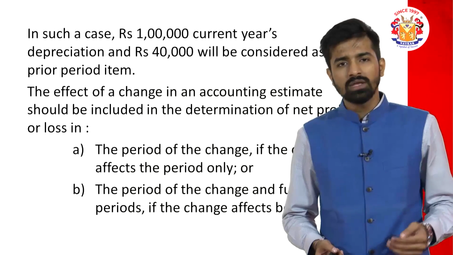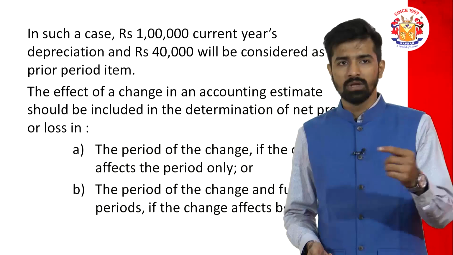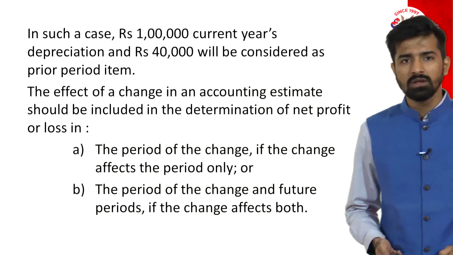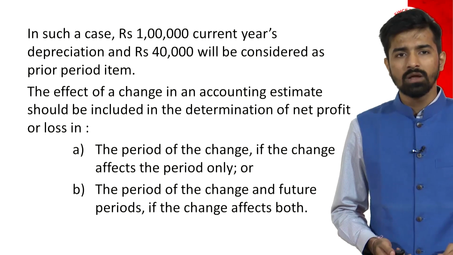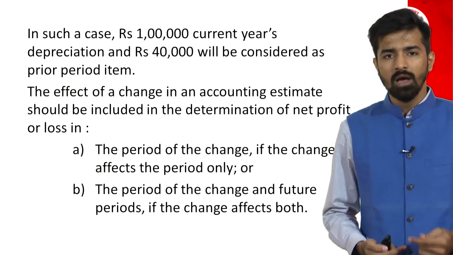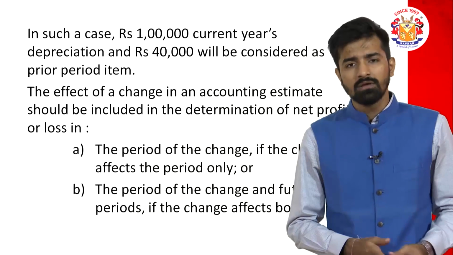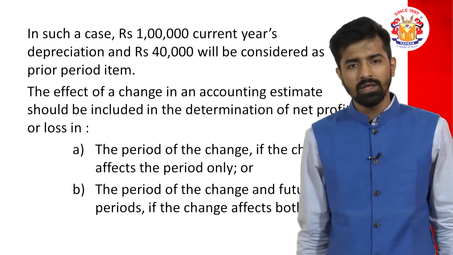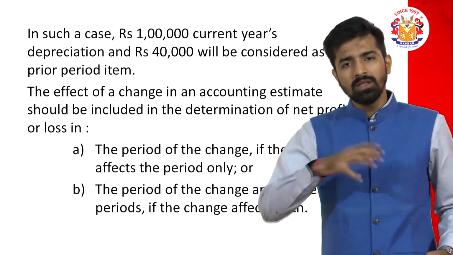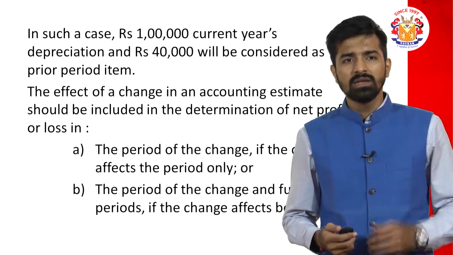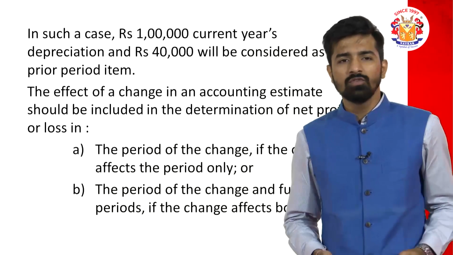Basically, change in accounting estimate does not need any separate disclosure, but prior period item does need a separate disclosure. The effect of a change in accounting estimate should be included in the determination of net profit or loss in the period of the change if the change affects the period only, or the period of the change and future periods if the change affects both. We'll learn about the disclosure portion later on, but here let's see the effects of changes in accounting estimate. The effect might be only in the current year, or it might be in the current year and the future periods also.